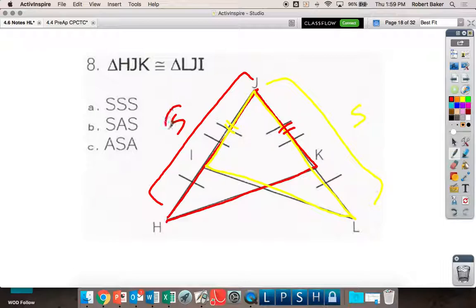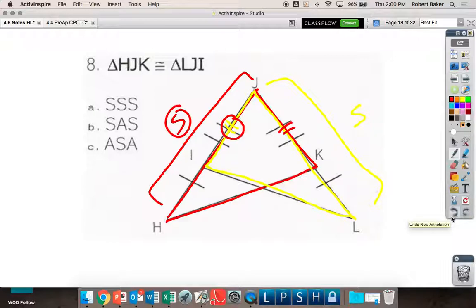So right now we have 2 sides that are the same. Can you say anything about this side down here and this side down here? No? Do you think they share an angle? Yeah. Which one? Vertical. Is this angle even formed by the red triangle? No.